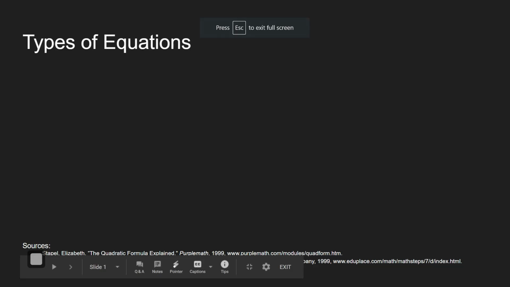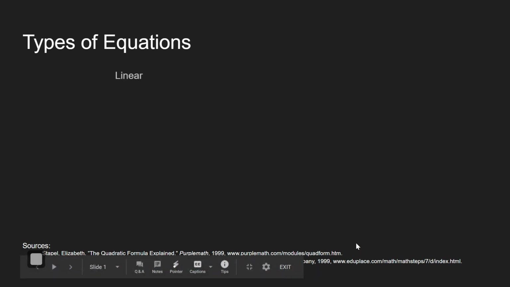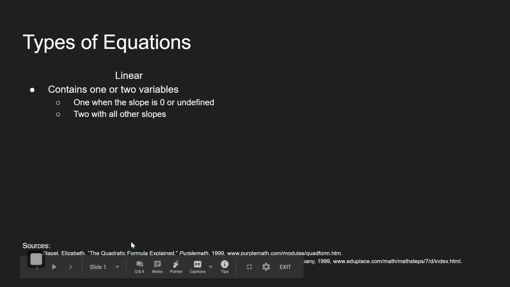Today we're going to be looking at two different types of equations. The first equation that we're going to look at are linear equations. Linear equations contain one or two variables, and this really depends on what the slope is. When the slope is 0 or undefined, there is one variable. When our linear equation has any other slope, we're going to have two variables, an x and a y.